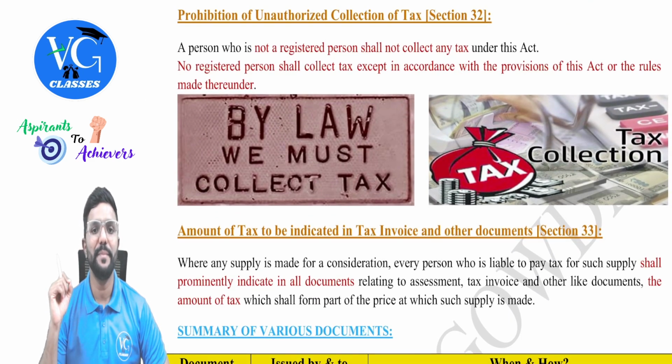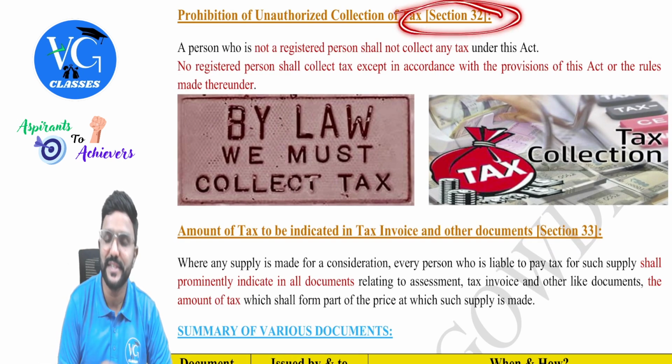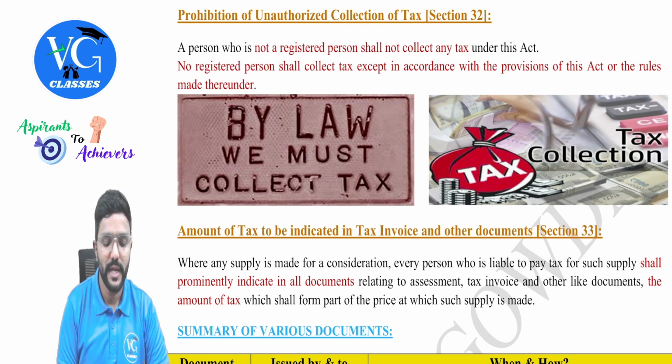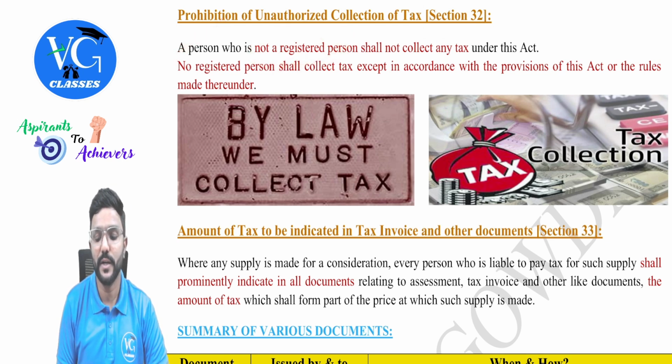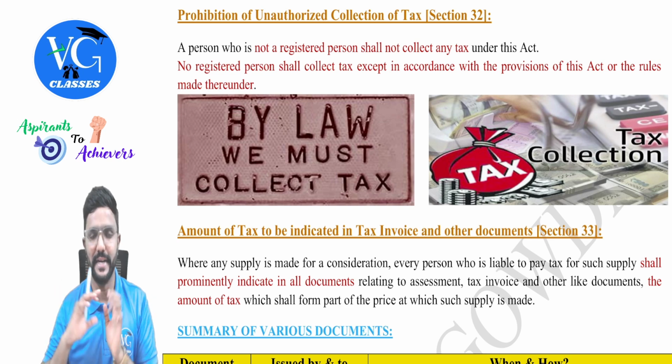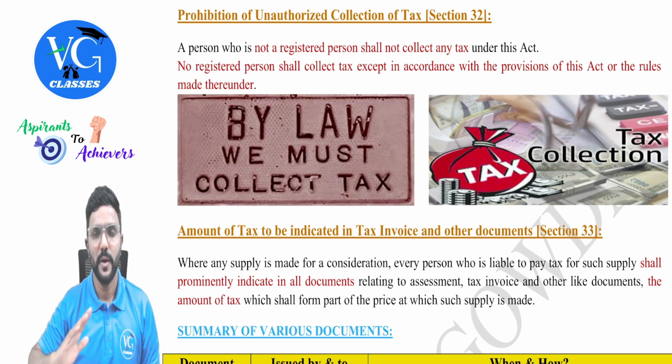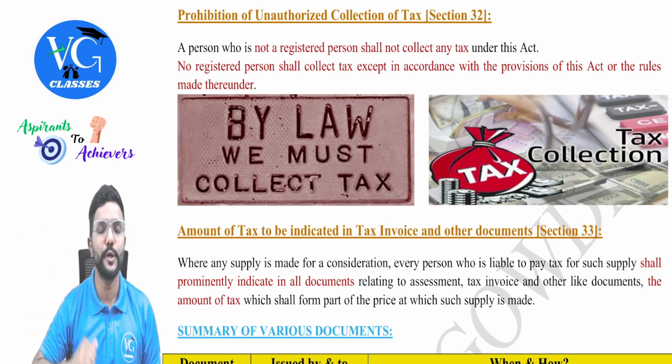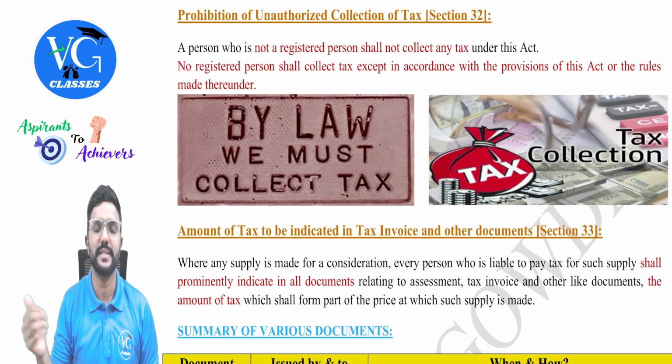Next. Prohibition of unauthorized collection of tax as per section 32. Very small section. A person who is not registered shall not collect any tax under this act, guys. So only when I am registered under GST, whether voluntarily or mandatorily, on my outward supply I am liable to pay GST. Can I charge and collect this from my recipients by issuing a tax invoice?